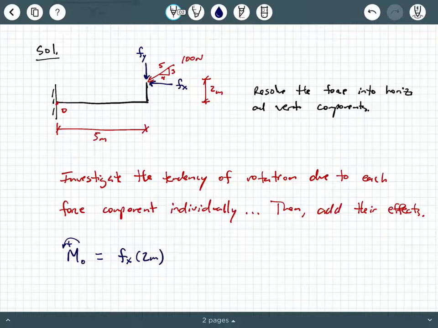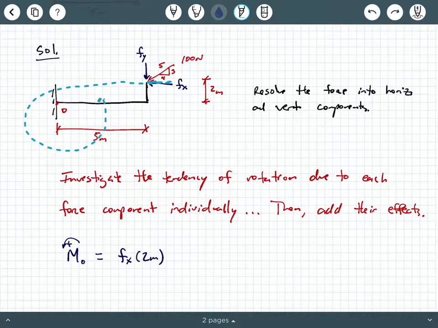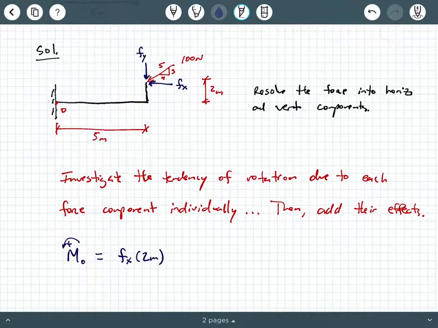How do I know that's a positive quantity? Well, forget about the y component for now. Let's just think about x. This x component is causing a counterclockwise tendency of rotation about point O, and counterclockwise tendencies of rotation are positive, all right?